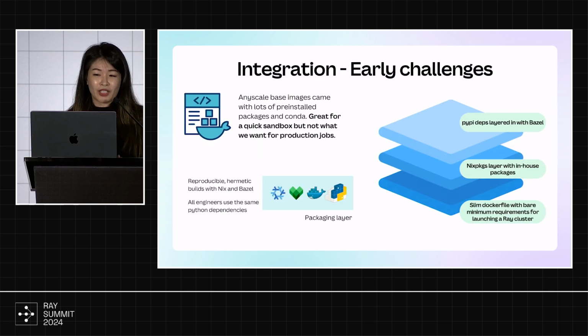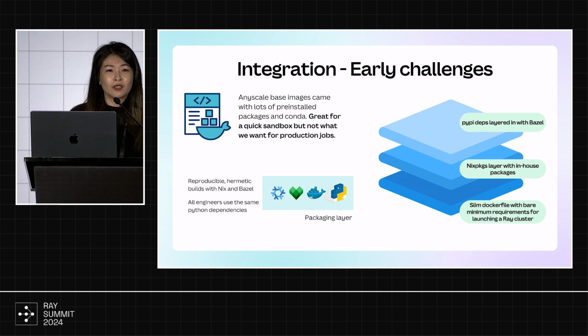And then we ran into another challenge. This one had to do with the base images actually used for launching clusters. The Anyscale base image comes with a lot of pre-installed packages as well as Conda. These were great for launching a workspace where you just want to do some quick and dirty prototyping or a sandbox. But it wasn't something that we wanted to use for our production workloads. For production, we stressed on being able to do reproducible and hermetic builds. And this was achieved by using Nix and Bazel and a single Python monorepo dependency.